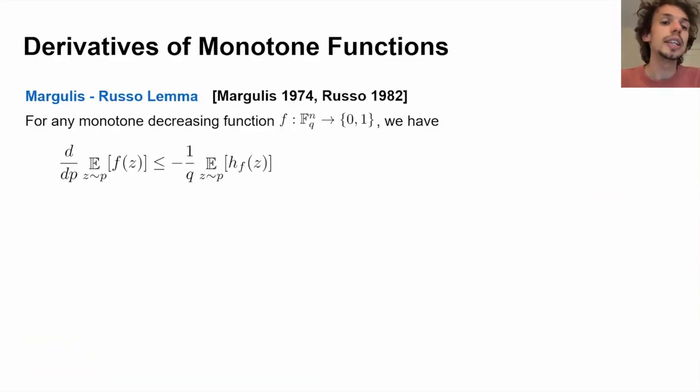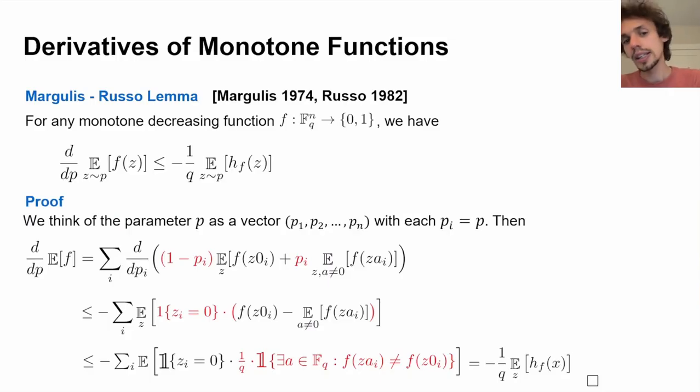And why are we interested in this function h_f? Well, it's because Margulis and Russo showed in the 1970s and 1980s that for any monotone decreasing function f, the derivative of the expectation of f can be bounded in terms of the expectation of h_f. Now, I won't prove this, but I'm flashing the proof here just in case you're interested.